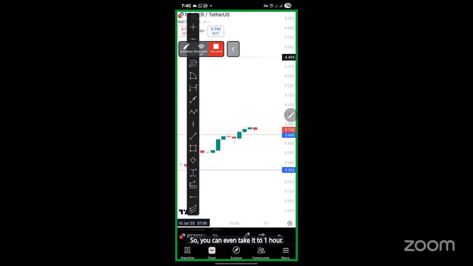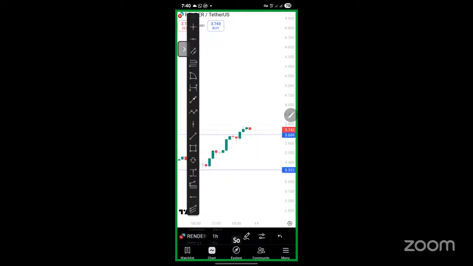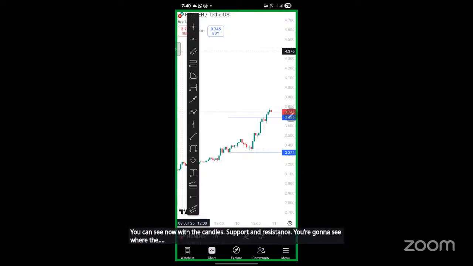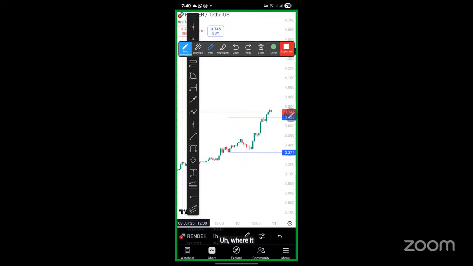So you can even take it to 1 hour. Since here they have 6 candles, here they will be around. You can see now the candles, support and resistance. You can see where it has started here and where it has stopped.